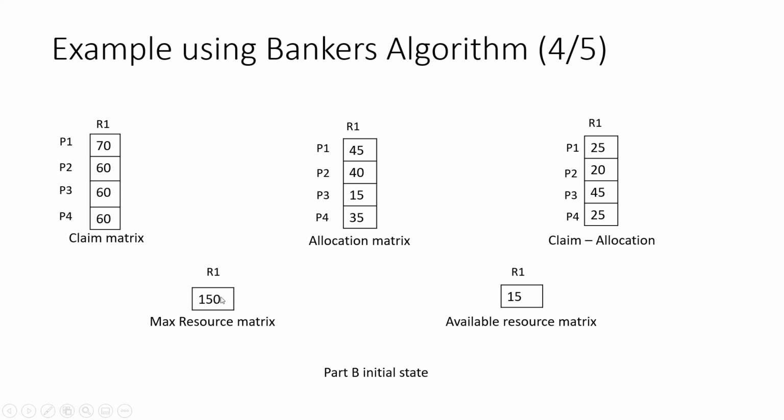So after summing all of these resources and subtracting from 150, we see that our current available R1 is only 15. And now we see that none of our processes will be able to run, since the current available resources is 15, and all of the processes require way more resources than what's available. So if we allow any of these processes to run, the system is going to go into an unsafe state and a deadlock will occur.